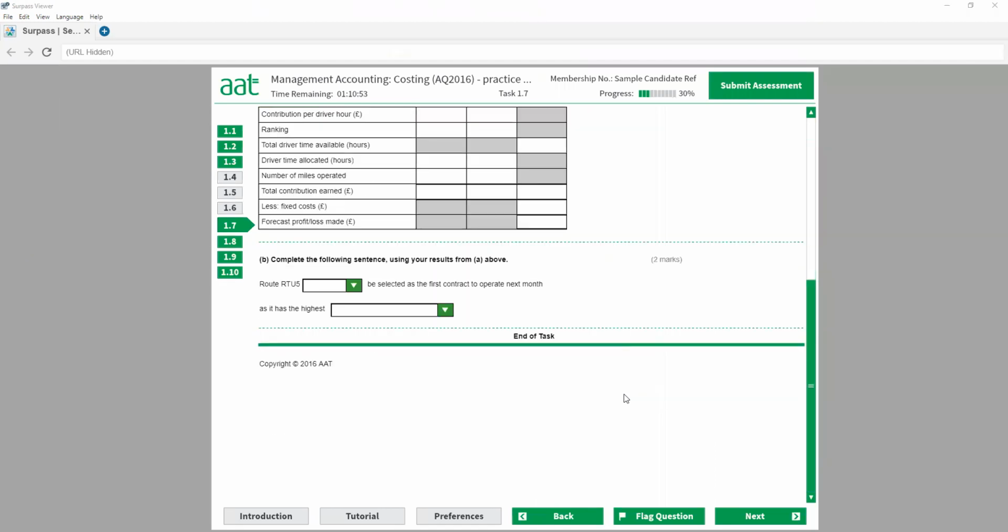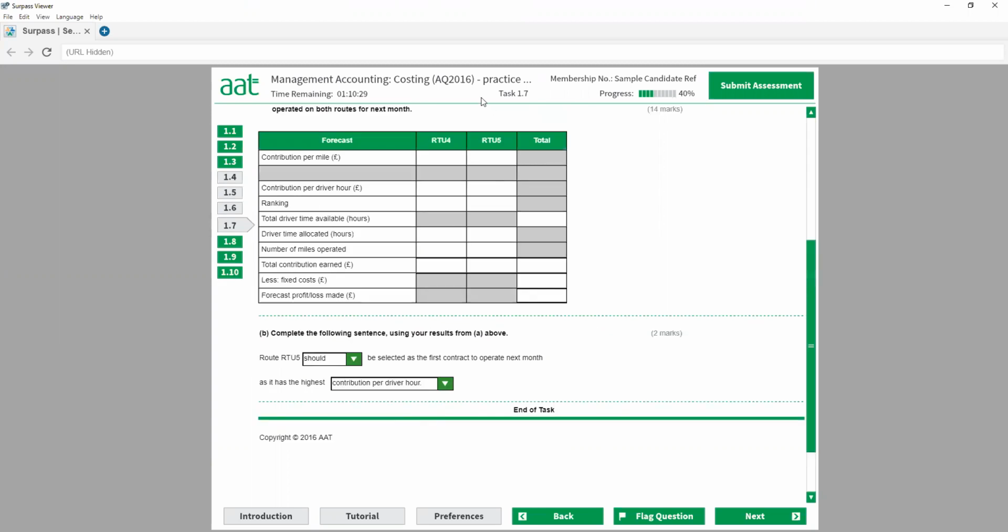All right, let's move to the next one. The next part we have here: complete the following sentence using your result from A above. They said RT5, we're going to make it fast, isn't it? RT5 should be selected first as the contract to operate next month as it has the highest profit, isn't it, or contribution per hour. I'm going to choose this contract first, RT5, because it will give me more contribution per driver hour.